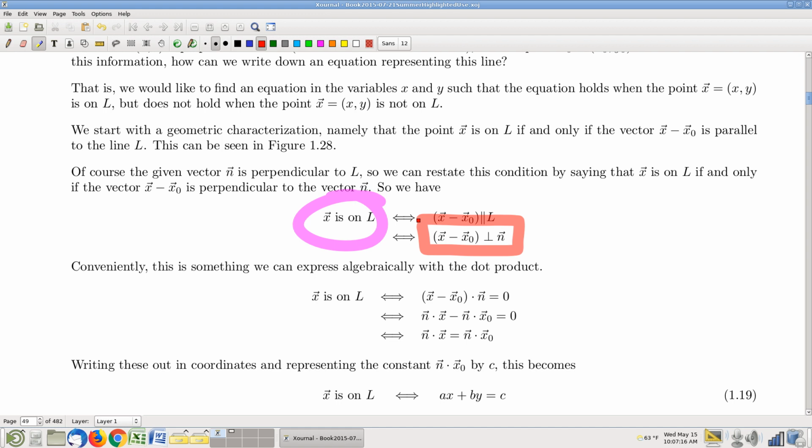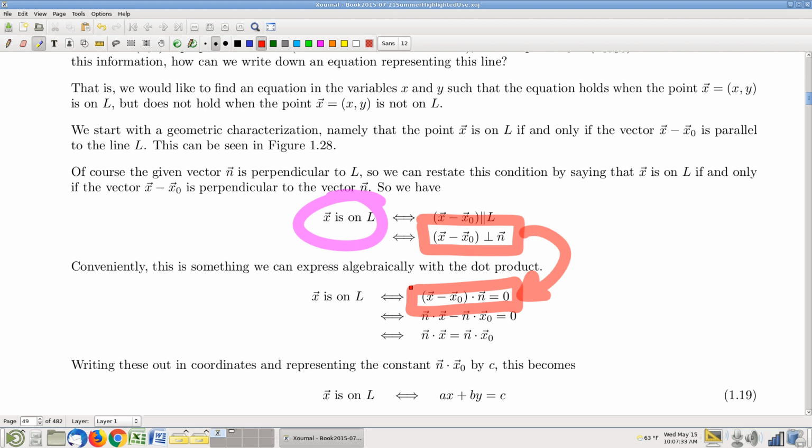So making the connection here that perpendicular to n can be written as dot product with n is 0. It depends on how you look at it, but this is one of the big important ideas in what we're talking about here.